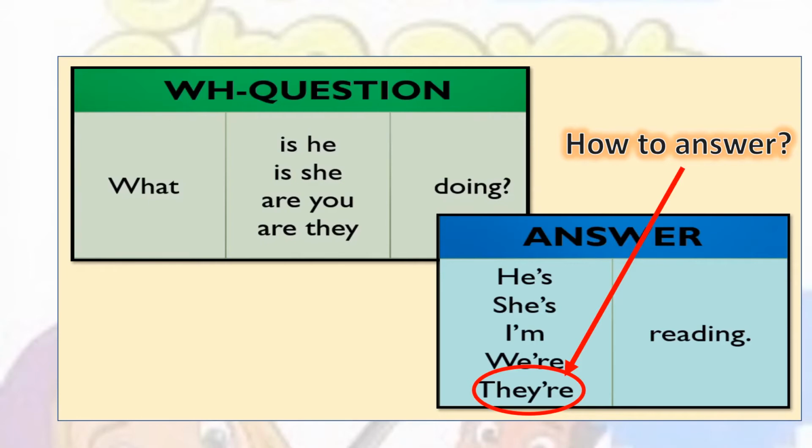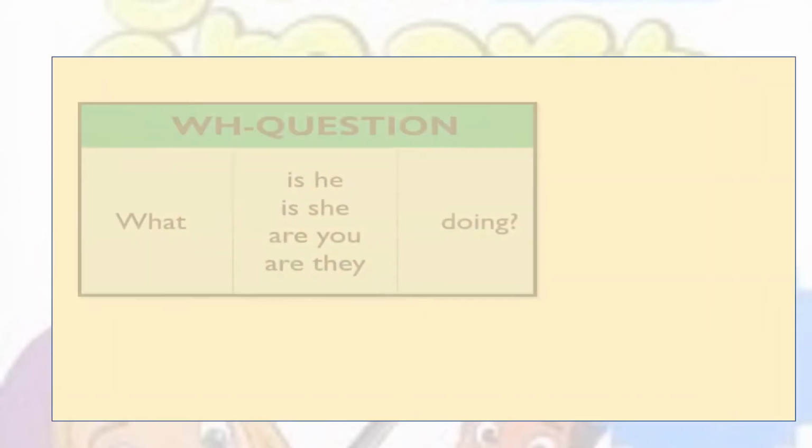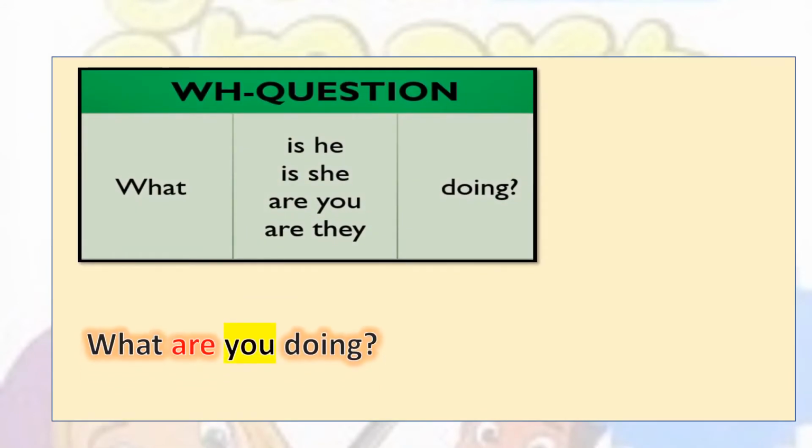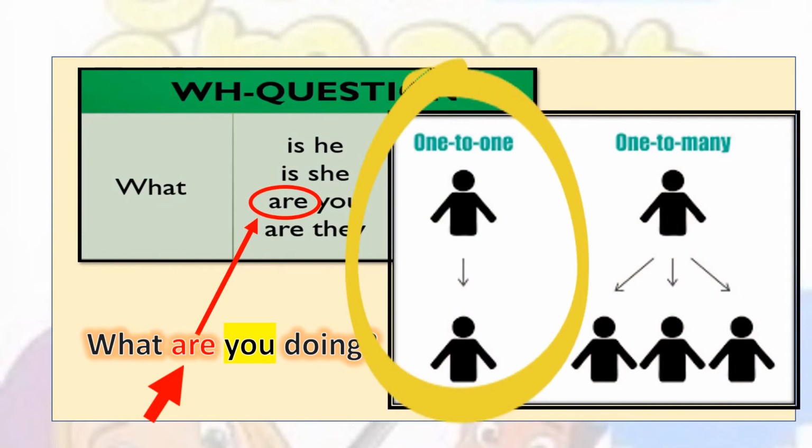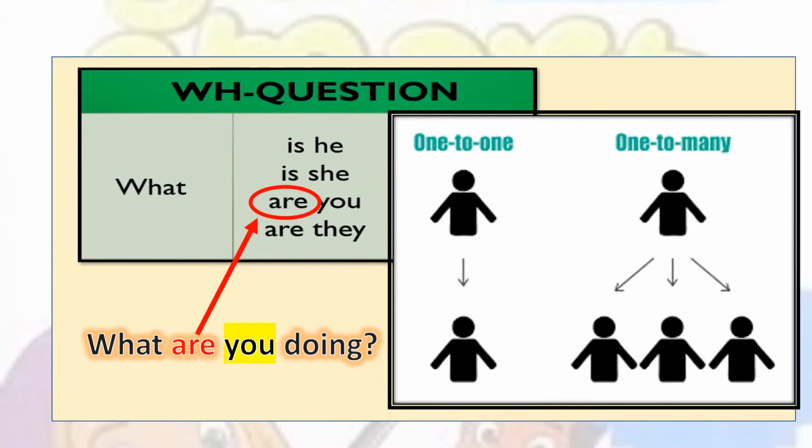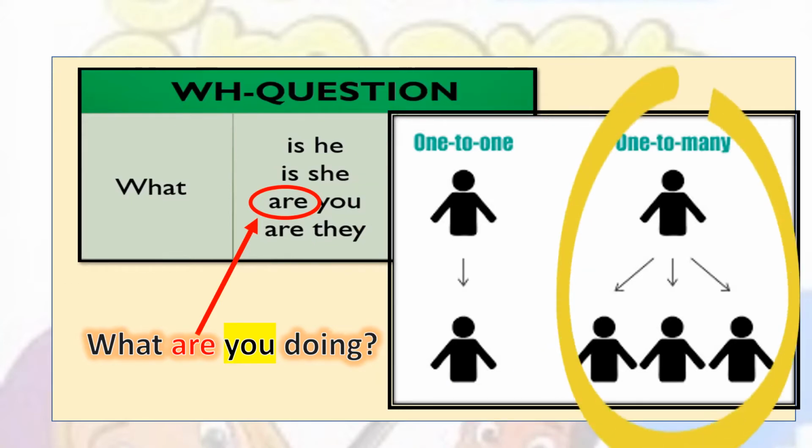When we talk about you, what are you doing? As I've said in my previous lesson, you are special. Why? Because there are two types of you. When we say what are you doing, we always use are. Why? Because when we talk about you, firstly we have one-to-one. One-to-one means I am talking to someone else. You means one person. That is the first example. And then the second one, one to many. It can be many people. It can be one-to-one, Ali talk to Abu, or Achong talk to Ali, Abu, and Mutu.